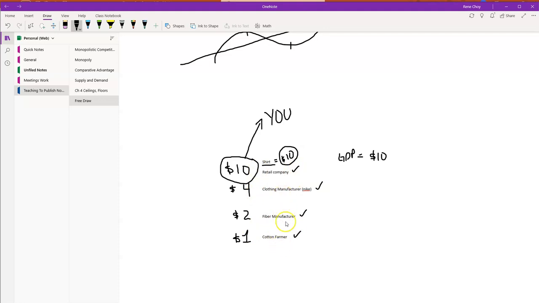So all of these are intermediate transactions needed to get to this final transaction, which is the one that we measure for GDP. So all of this stuff is intermediate, and the only final transaction is the one at the top. So this is the final transaction. All of these other ones are intermediate.